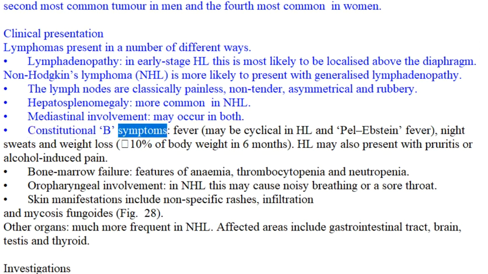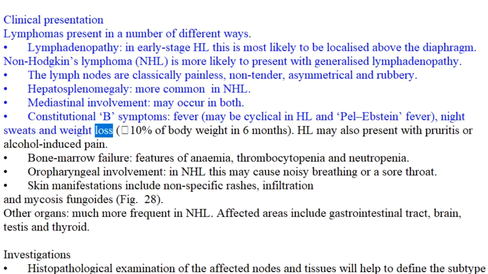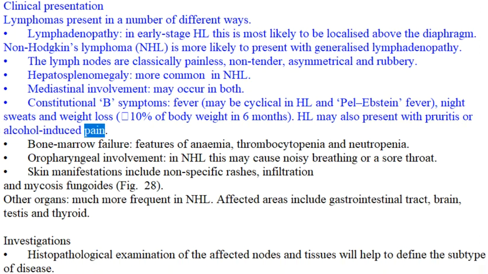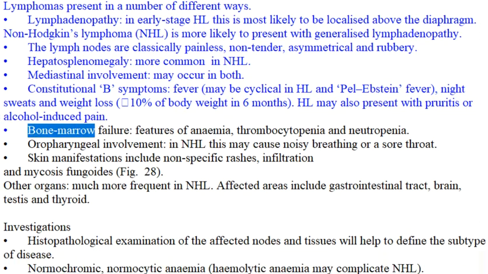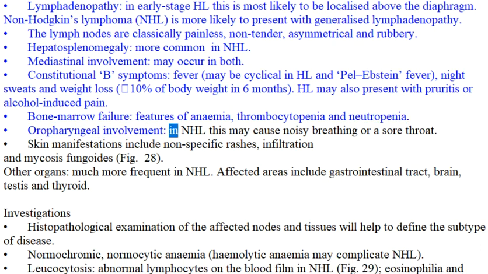Constitutional B symptoms: fever, which may be cyclical in HL and is called Pel-Ebstein fever, night sweats, and weight loss, 10% of body weight in 6 months. HL may also present with pruritus or alcohol-induced pain. Bone marrow failure, with features of anemia, thrombocytopenia, and neutropenia. Oropharyngeal involvement; in NHL this may cause noisy breathing or a sore throat.